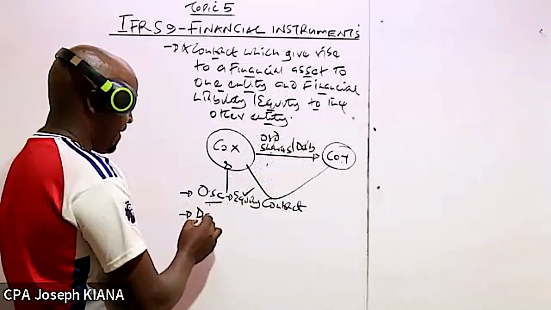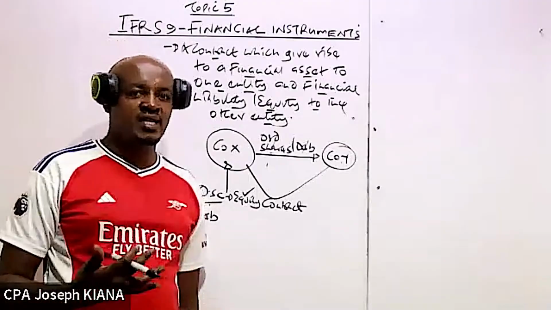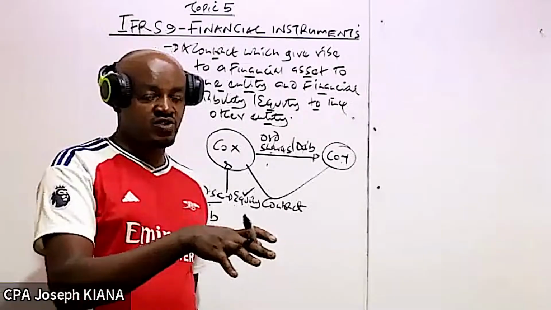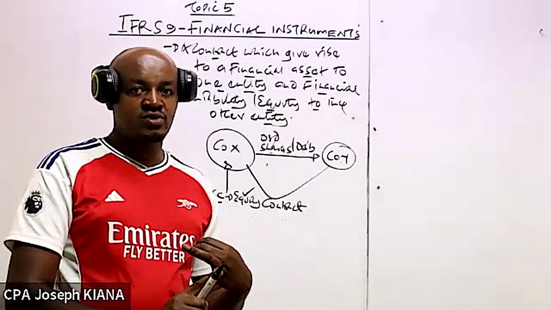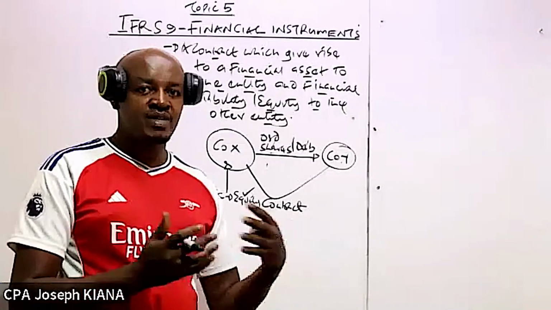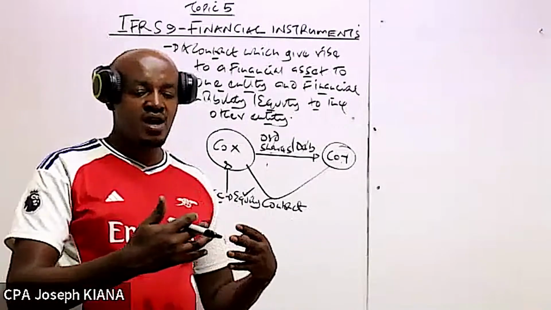On the other hand, we assume that this company, instead of issuing shares, has issued debentures. Once a company issues debentures, we say it has entered into a contract, and that contract requires the company to pay interest on the debentures which have been issued. And once the debentures mature, they must be redeemed.